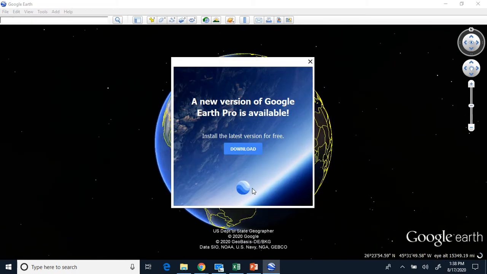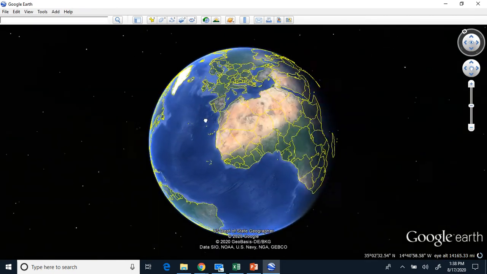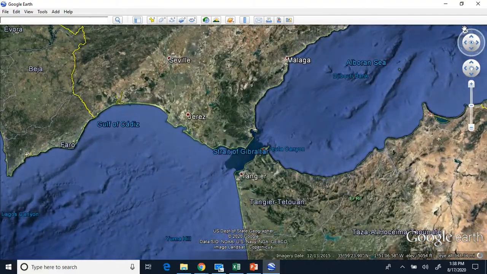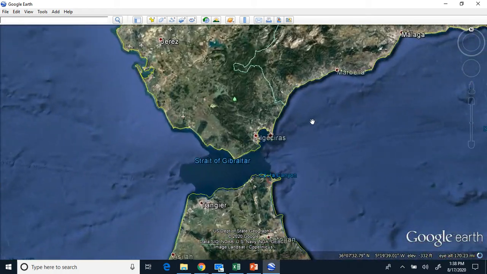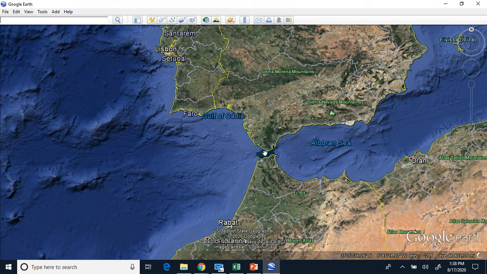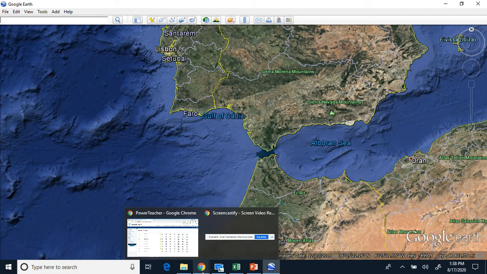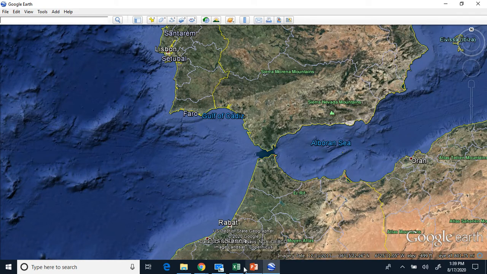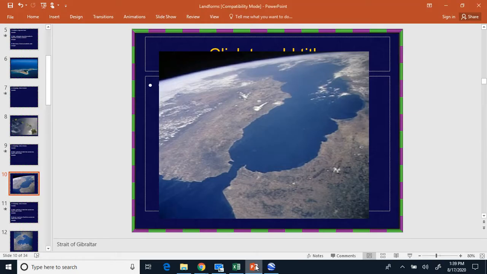And I'll show you on Google Earth where that is. So right there, that's the Strait of Gibraltar. You see there's a large body of water, a little strip of water that connects the two together. And that is the Strait of Gibraltar. Oh, okay, that's actually the exact same thing in the picture. So what I've got in my picture is the Strait of Gibraltar as well.